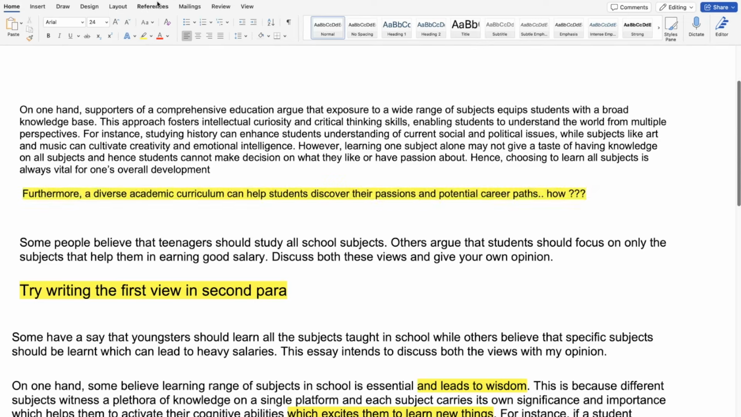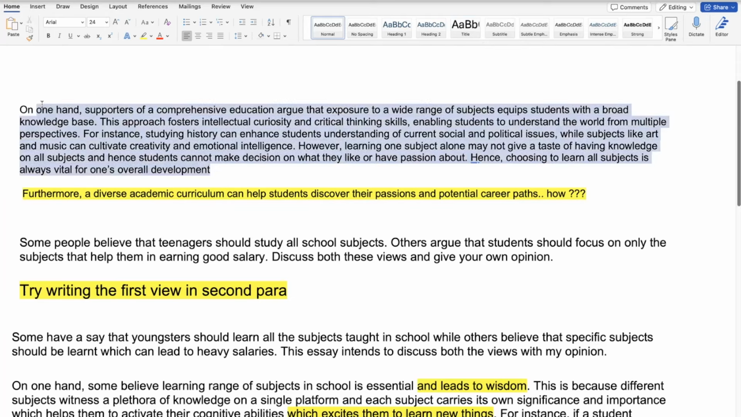Muzakir, you've written really good. You have a very good hold on the language. But whatever you write, you need to justify. Wide range of subjects equip students with a wide knowledge base, understanding political issues, social; well, subjects of art and music cultivate creativity. And then I added, however, learning one subject alone may not give a taste of having knowledge on all subjects, and hence students cannot take a decision on what they like or have passion about. Hence, choosing to learn all subjects is always vital for one's development.